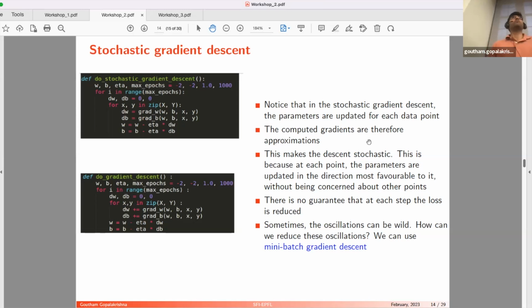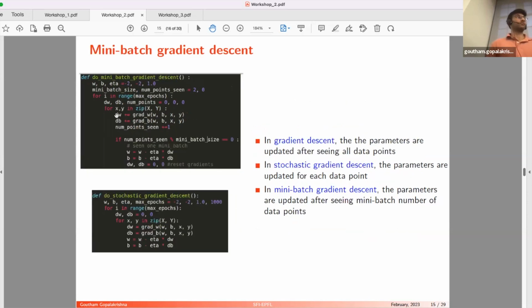We can use mini batch gradient descent. What mini batch gradient descent does is, instead of updating after seeing each observation, you update after seeing a random 100 observations. That's all there is to it. Batch size refers to how many data points you want to see before you make an update. That batch size is also a hyperparameter that you want to play around with and tune. Different models have different optimal batch sizes.